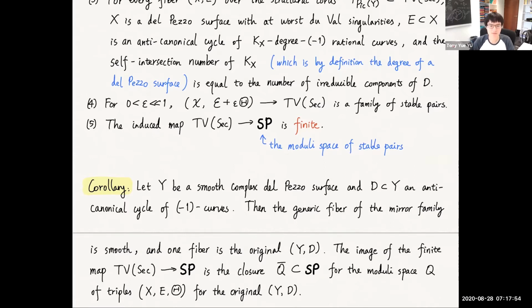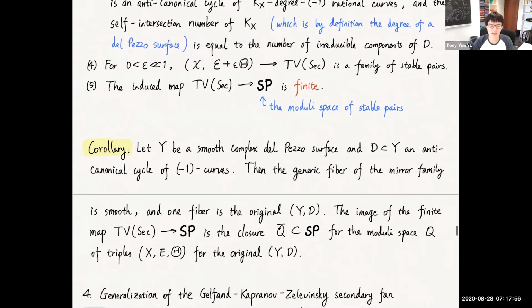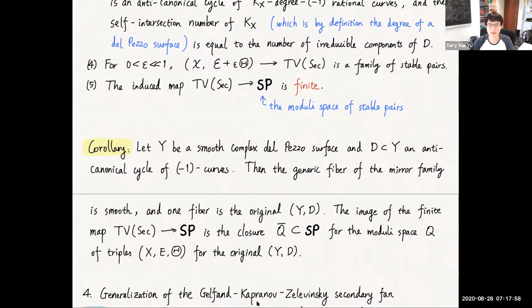Now let me give more details about our generalization of the Gelfand-Kapranov-Zelevinsky secondary fan. So we used this generalization to construct the base for extending the mirror families, but we believe that our generalization of this GKZ secondary fan may also have independent interest.